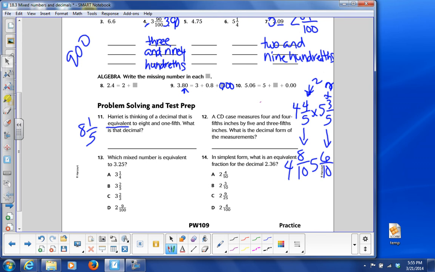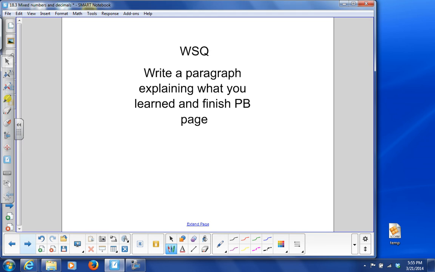Alright, you guys are on your own for the other 2. Don't forget right here, number 14 says simplest form. Make sure that you have it in simplest form for that fraction. And you guys, WSQ. Write a paragraph explaining what you learned and finish practice book page.